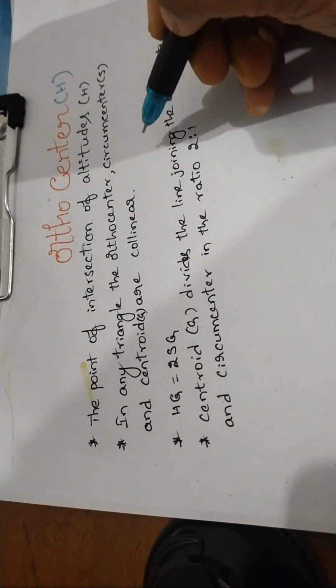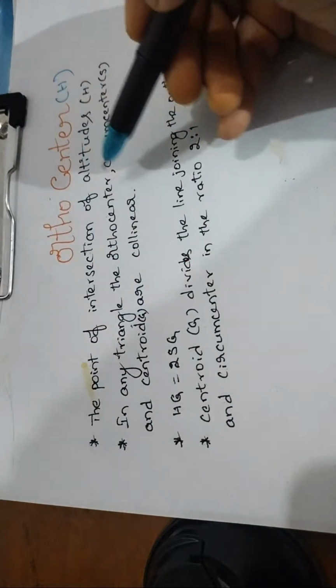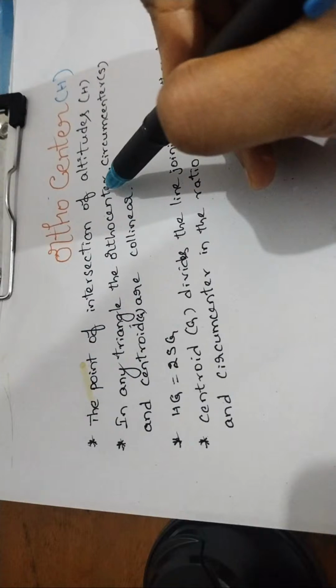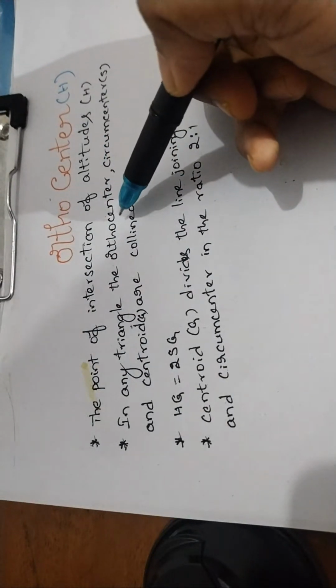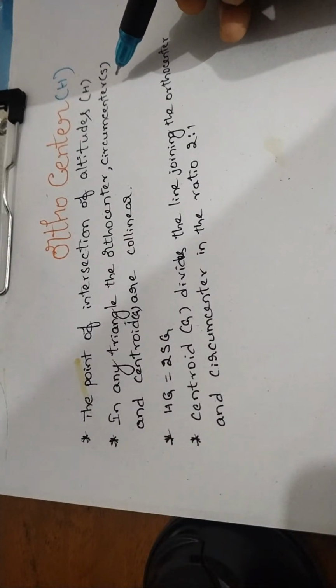To solve problems, I'll give a few important points. The first point is the definition. What is the orthocenter? The point of intersection of the altitudes of a triangle is called the orthocenter. So, how can we draw it?